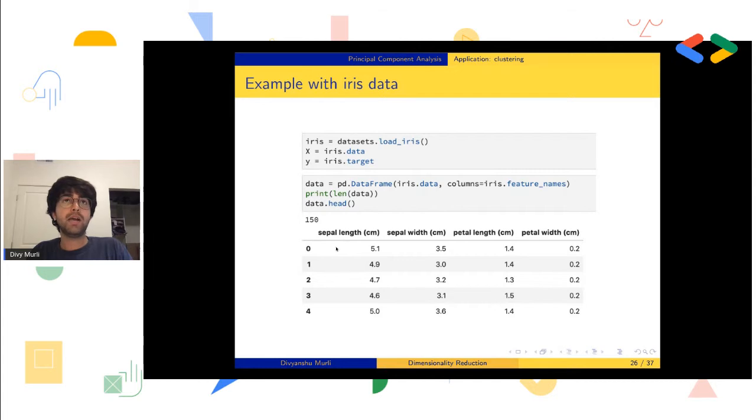We have our features, right? These are different features of the flowers, and we have samples. I've shown the top 5, but there are 150 samples in this data set. Each of these rows is a feature vector. This is another feature vector, right? So these are all basically different flowers.